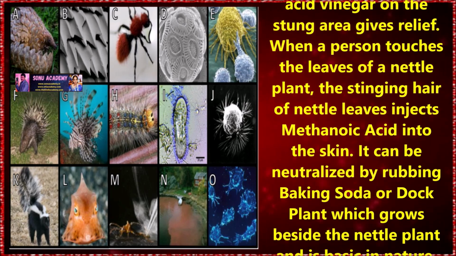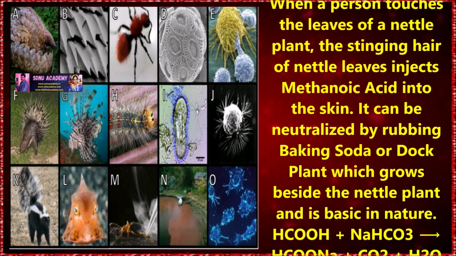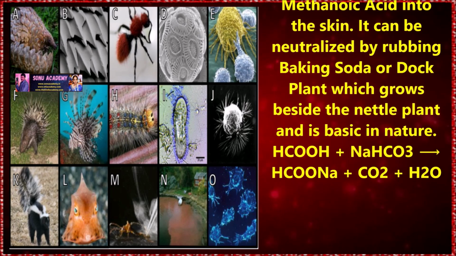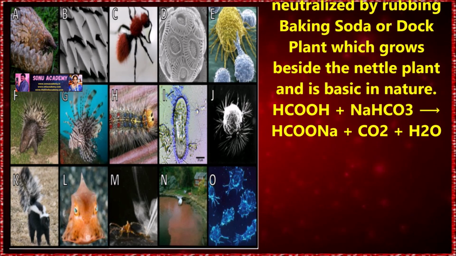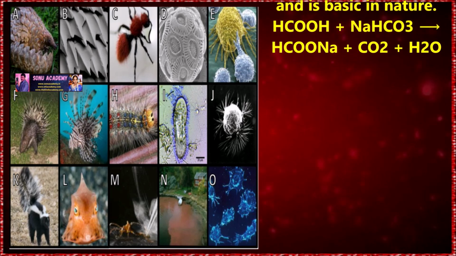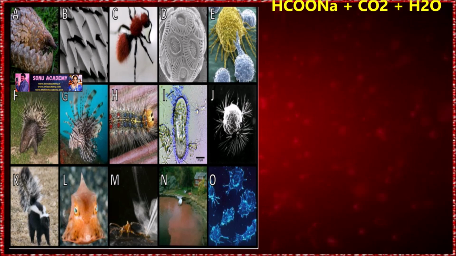When a person touches the leaves of a nettle plant, the stinging hair of the nettle leaves injects methanoic acid into the skin. It can be neutralized by rubbing baking soda or the leaves of the dock plant, which grows beside the nettle plant and is basic in nature.